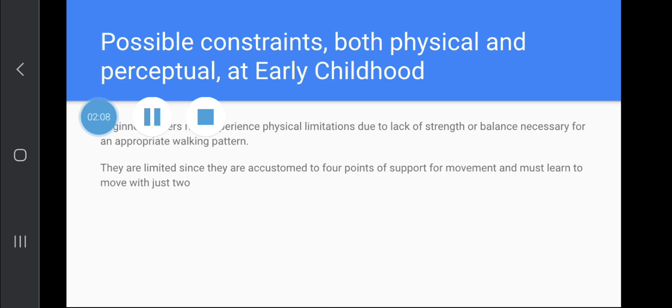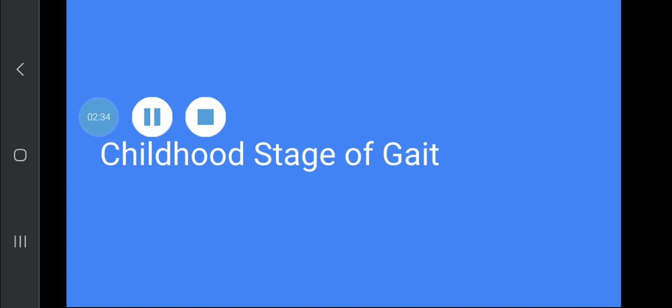Possible constraints, both physical and perceptual, at early childhood. Beginners may experience physical limitations due to lack of strength or balance necessary for an appropriate walking pattern. They are limited since they are accustomed to four points of support for movement and must learn to move with just two.